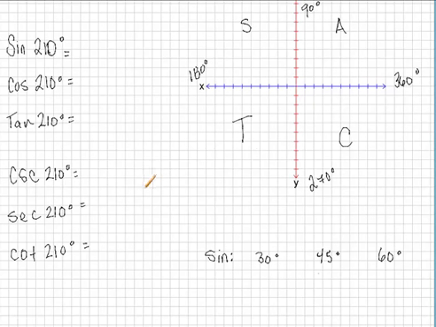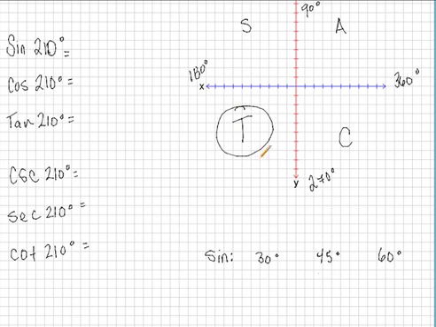So we're looking for all 6 trig values for 210 degrees. The first thing we need to do is figure out which quadrant we're in, because off the top of my head I can't figure out where 210 degrees is. So it looks like starting from 0 degrees, we're going to go to 90 degrees, 180 degrees, and then 270. So it looks like we're somewhere in the 3rd quadrant.